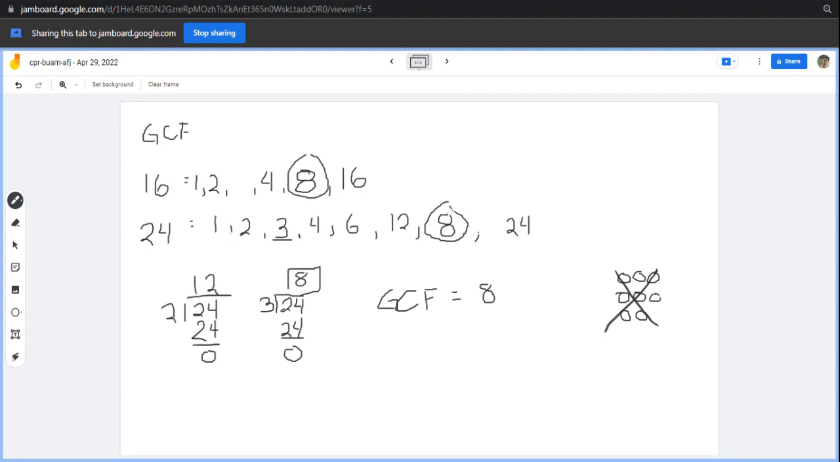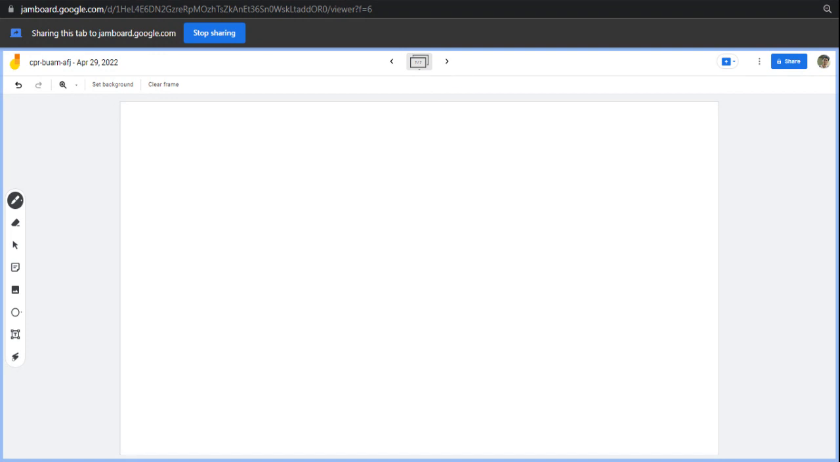Nakukuha ba natin? Yes, teacher. Teacher, let's do 100. No, it's beyond your level for now. For now, we're doing 2 digits. Okay. Let's do it for practice. Okay, in your notebook. So, let's try this in your notebook.